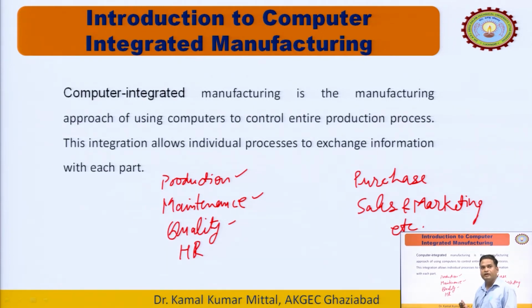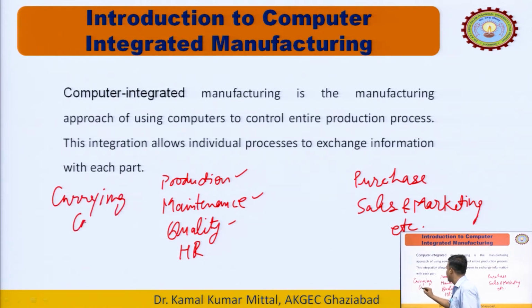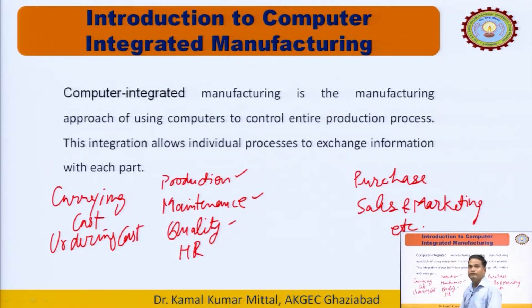Because if the inventory is more than the requirement, it will occupy space, and the inventory is just waiting to be processed. That will consume cost, like carrying cost and ordering cost. If the inventory is more, we need some space to store it, so we have to pay rent. So, we should take inventory from the vendors only when required.